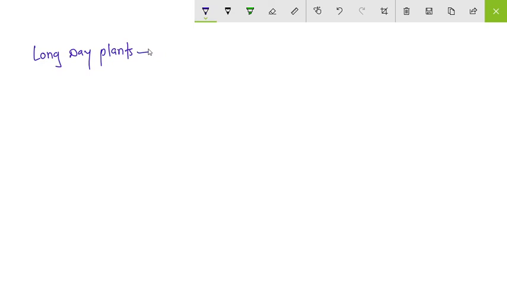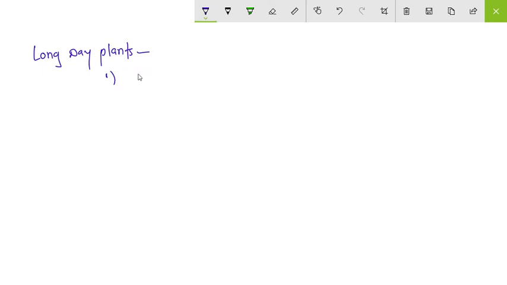Long day plants. Okay, so the long day plants means these plants they require the continuous light period. Okay, they require continuous light period. Even though there is no dark period, it doesn't matter. Okay, म्हणजे रात्र नसली आणि पूर्ण 24 तास जरी दिवस असला तरी या ठिकाणी हे प्लांटला त्या ठिकाणी इट इज गुड फॉर दिस प्लांट. ओके, so these plants they have some characteristic feature.